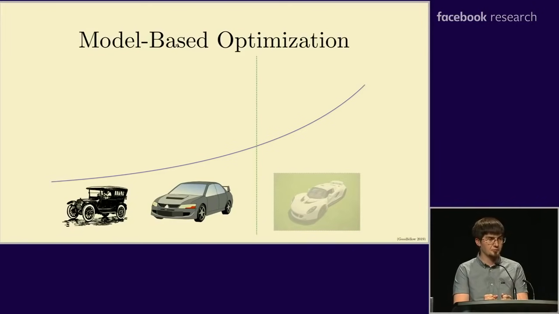So let's say we wanted to make a really fast car. We could make a model that looks at a blueprint for a car and then predicts how fast that car will be able to drive. As we improve our blueprints, we can move from something like the Model T to a really fast supercar.